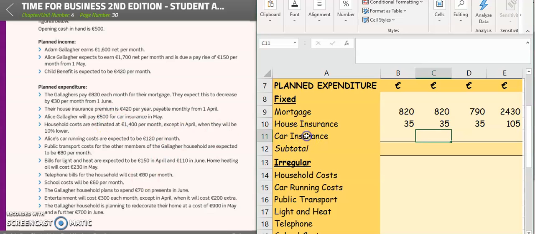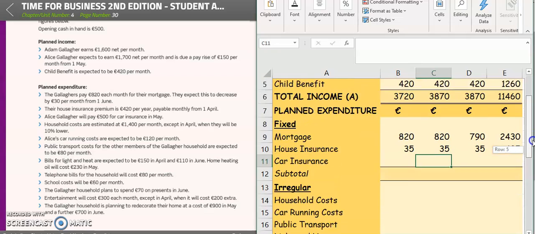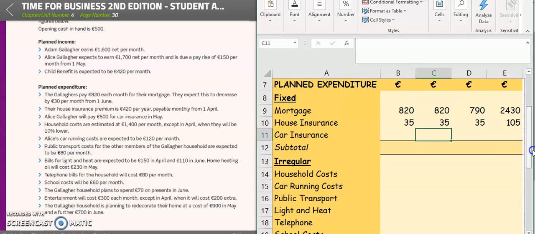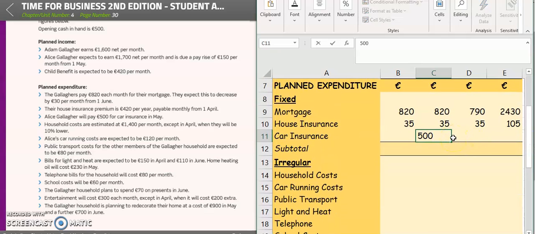The next one then is car insurance. Alice Gallagher will pay $500 for car insurance in May. So you go to the box for May. May, car insurance then is going to be $500. And then that's going to go straight out in the total column. And that's all we have for fixed.